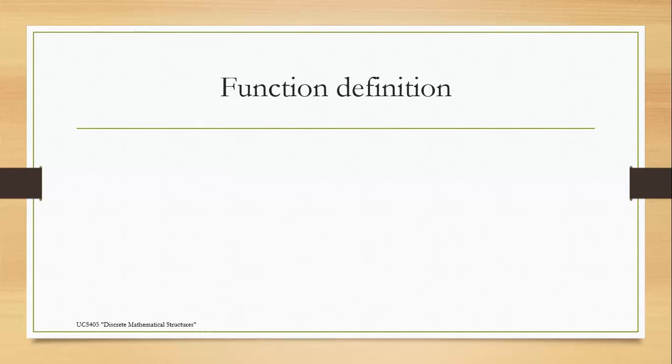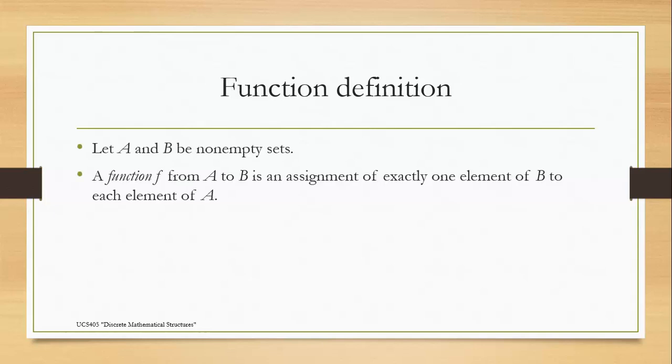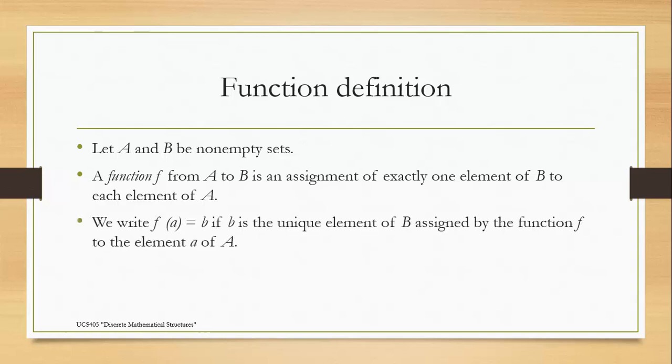Now going to the formal definition of the function. Consider two non-empty sets, set A and set B. Then a function f defined from set A to set B is an assignment of exactly one element of set B to each element of set A. Each element of set A must have an image in set B. So if we write f(a) = b, then it means b is the unique element of set B assigned by function f to the element a of set A.